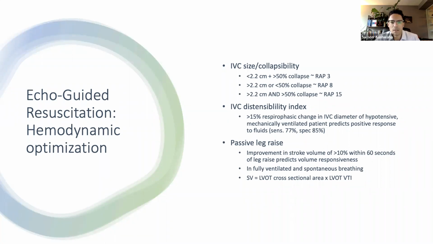Passive leg raise is something I've also seen used from time to time, where with passive leg raise, you look for an improvement in the stroke volume of greater than 10% within 60 seconds. And this is also used to assess whether or not somebody may be responsive to volume. This can be used in patients who are ventilated or spontaneously breathing. And you could either assess whether or not it's worked by looking at stroke volume through the LVOT or by looking at response to blood pressure.